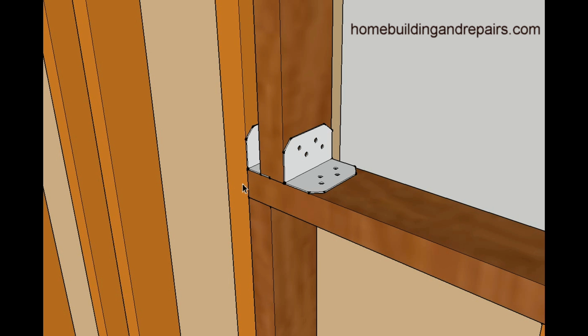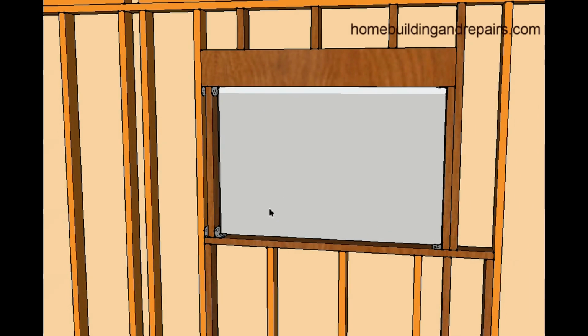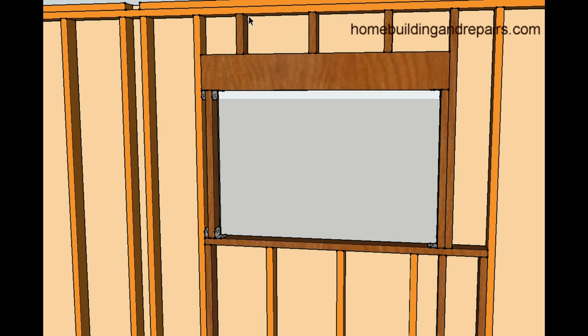Tie the windowsill to the king stud, let's say, and then tie the trimmer to the plate or the windowsill. And like I said, you can use these all over the place. You can use them up here, over here, around here, wherever you can get them. And again, you could always put them in here. It's just being able to reach them.